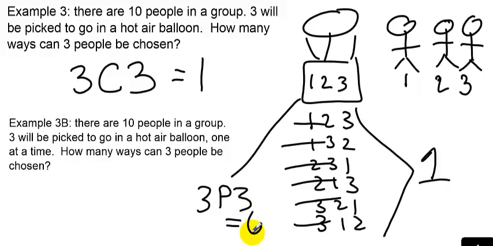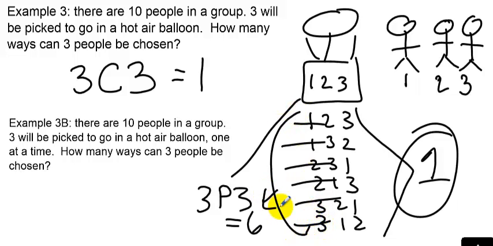Now, let me say this again. When order does not matter, even though we can rearrange the numbers, they're all just the same outcome. So that's why 3C3 is equal to 1. But if the order does matter, which makes it a permutation, then the position in which they're standing in the balloon makes a difference. So now, instead of the 1 outcome, we have 6 outcomes. That's the difference between combinations and permutations.